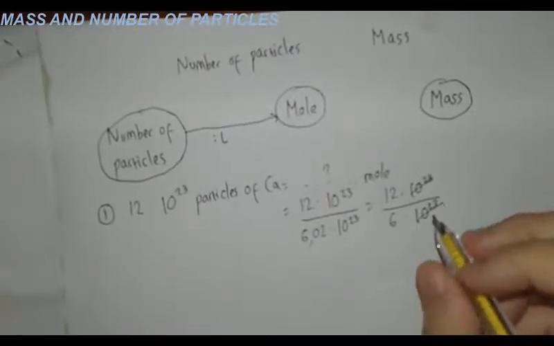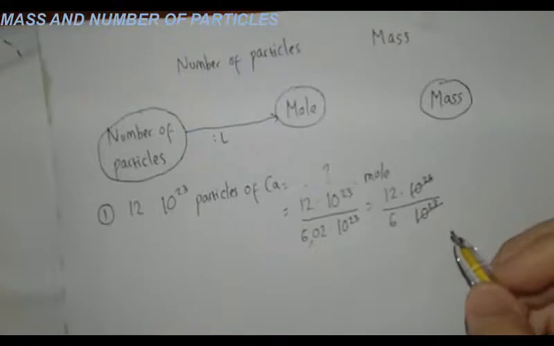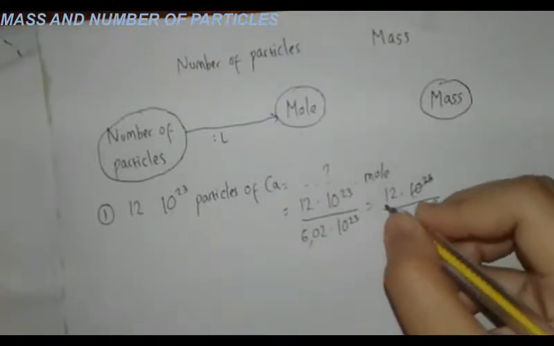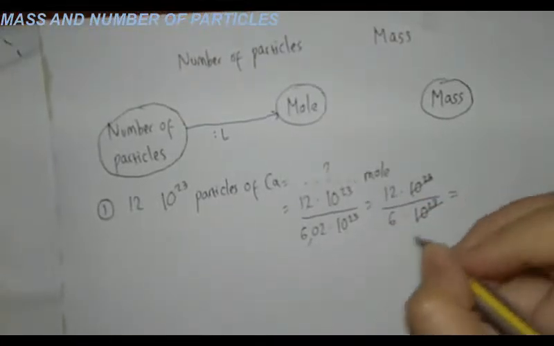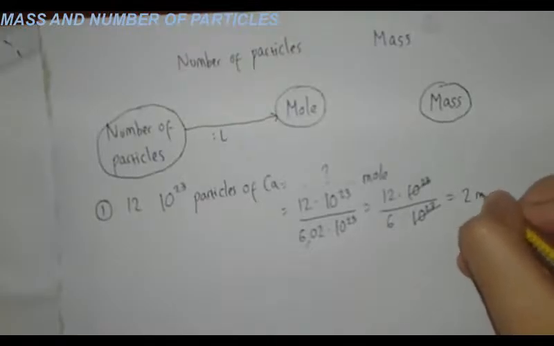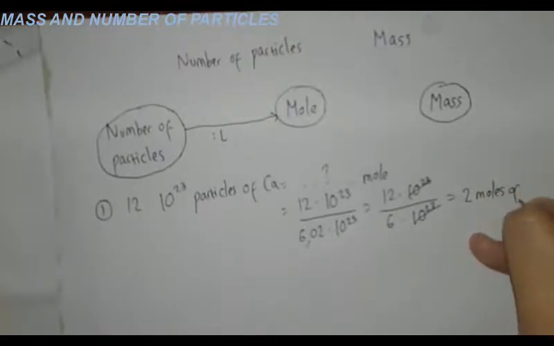Then we just divide it. 10 to the power of 23 divided by 10 to the power of 23 is 1, and 12 divided by 6 is 2. Then the result is 2 moles of calcium.